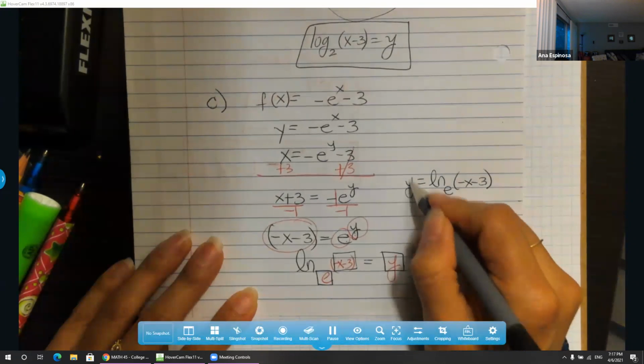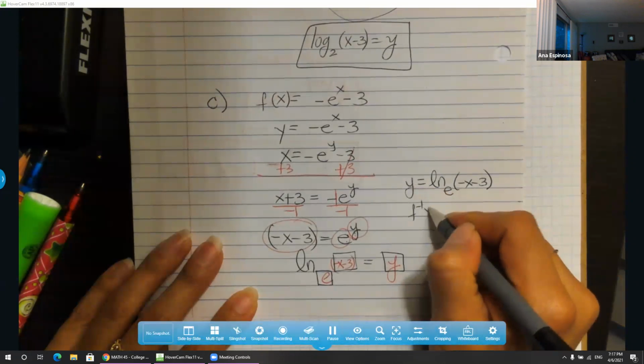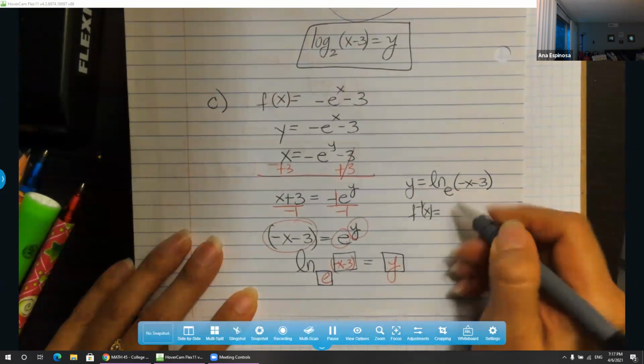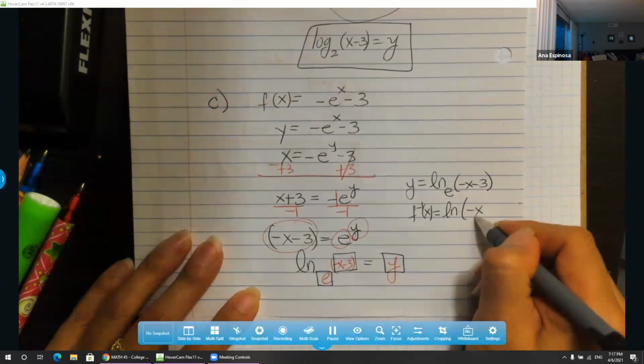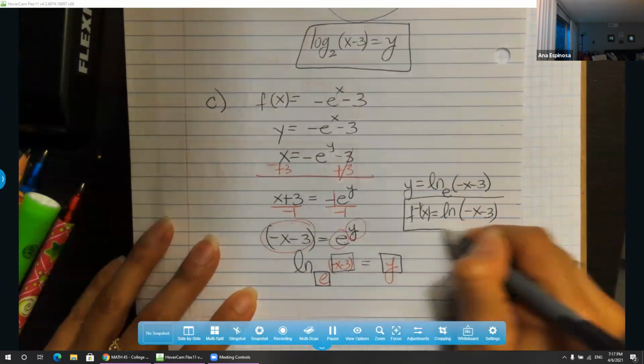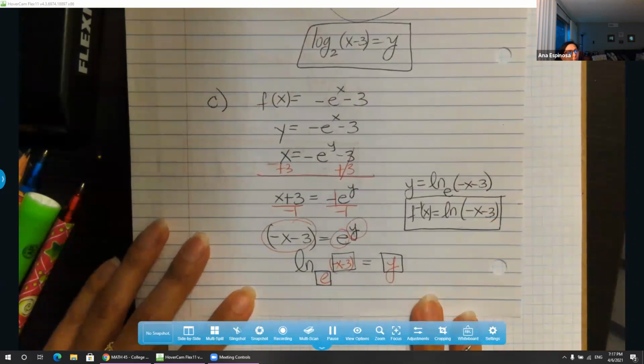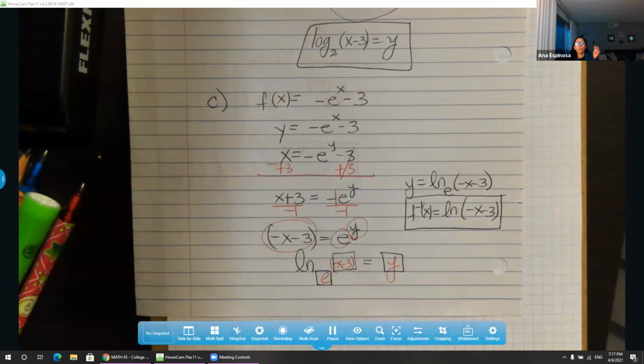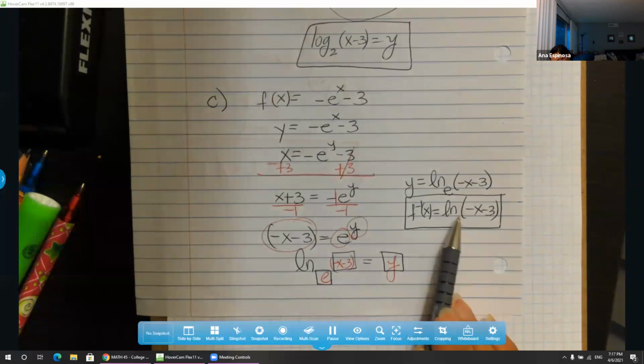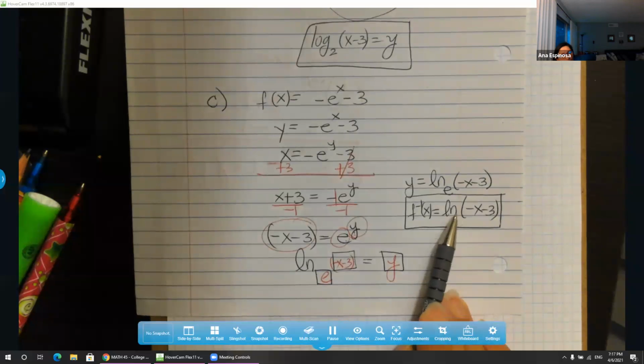So I have y equals log base e of negative x minus 3. Another way to write it, and don't forget to change this to f inverse of x, is not writing the e. If you put ln with just this, it's understood that the base is e. If you did not use ln, the natural log, for example if you used log, you would have to keep the e at the bottom. But if it's ln, you can write it this way, or you can write it this way.